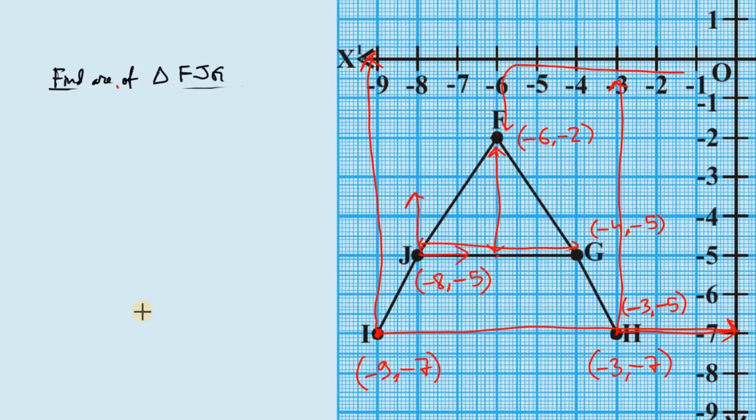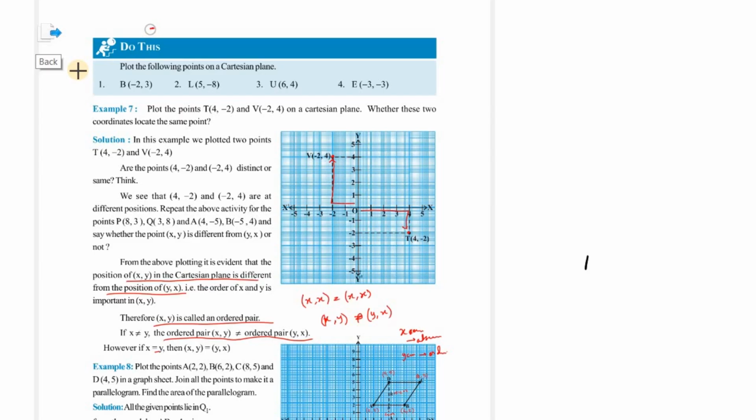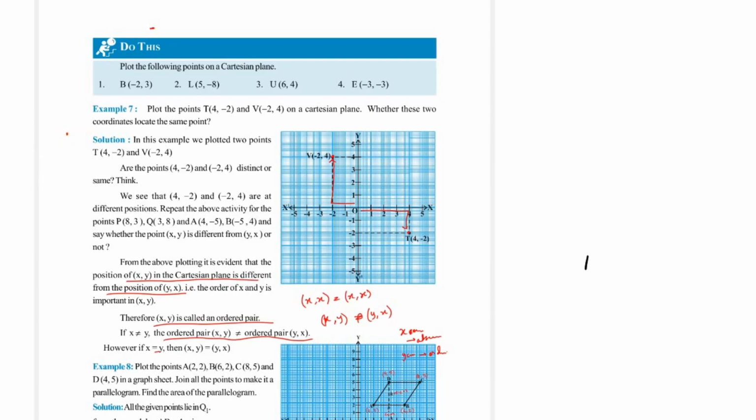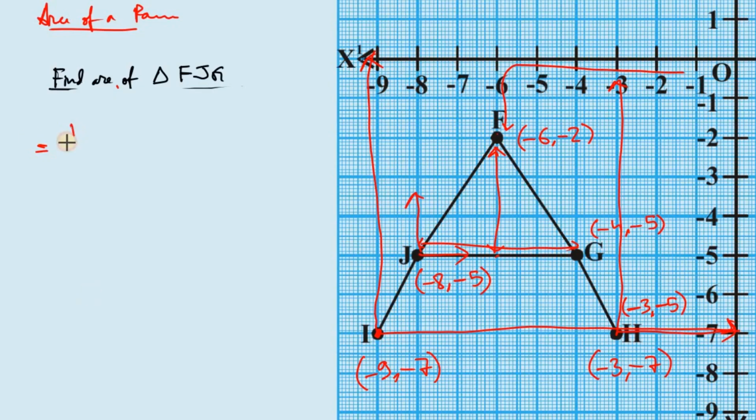Okay, students, now before I finish, let me show you a very nice example. Previously, we tried to find the area of a parallelogram. Remember in our last example? Now here, see over here, area of the parallelogram. Now let us try to find the area of this triangle F, J and G. So what's the area? Area is half into base into height, right?